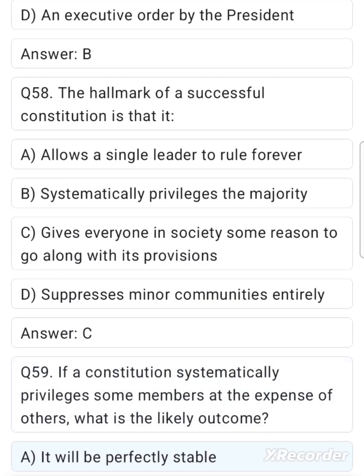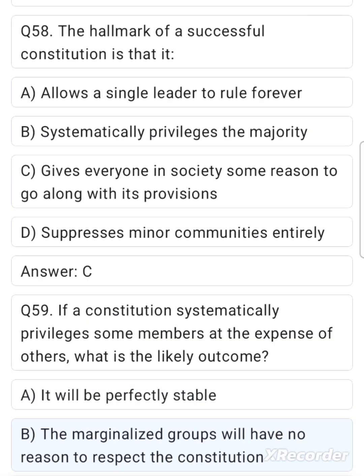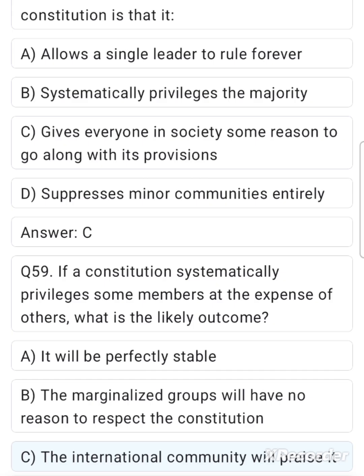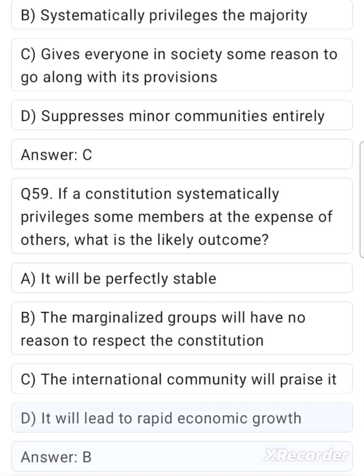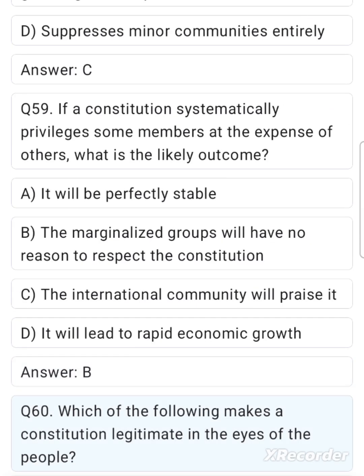Q59. If a constitution systematically privileges some members at the expense of others, what is the likely outcome? A. It will be perfectly stable. B. The marginalized groups will have no reason to respect the constitution. C. The international community will praise it. D. It will lead to rapid economic growth. Answer: B.